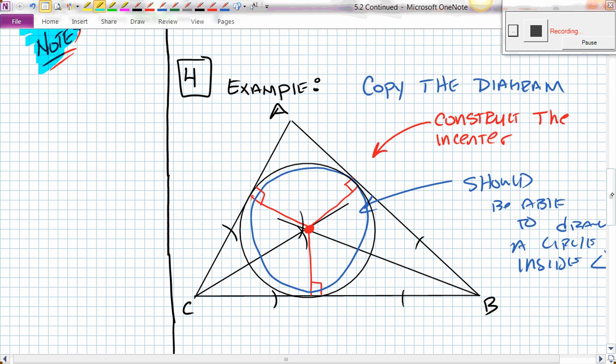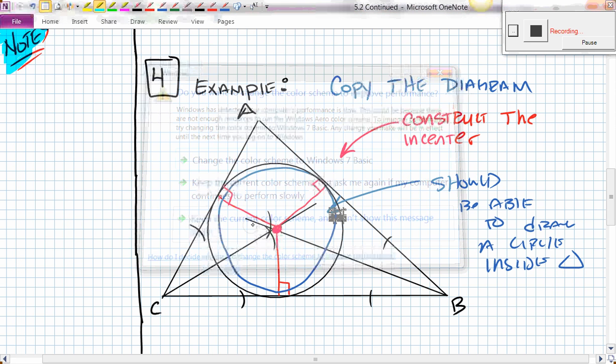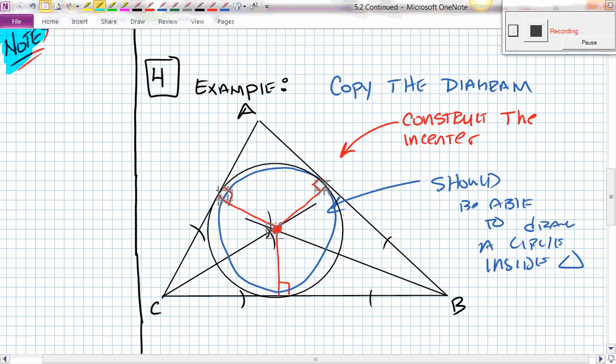Okay, and then the 4th example was we copied the diagram here of a triangle, and we practiced constructing the incenter. The cool thing about constructing the incenter is that when you do construct it, you can fit a circle inside that triangle. That's the biggest circle you can fit inside of any triangle, and you should be able to draw a circle inside that triangle. And we get that from the fact that all of these are the same length. So if all of those are the same length, we are inscribing a circle basically by using the incenter. So that was a pretty fun activity that we did in class.